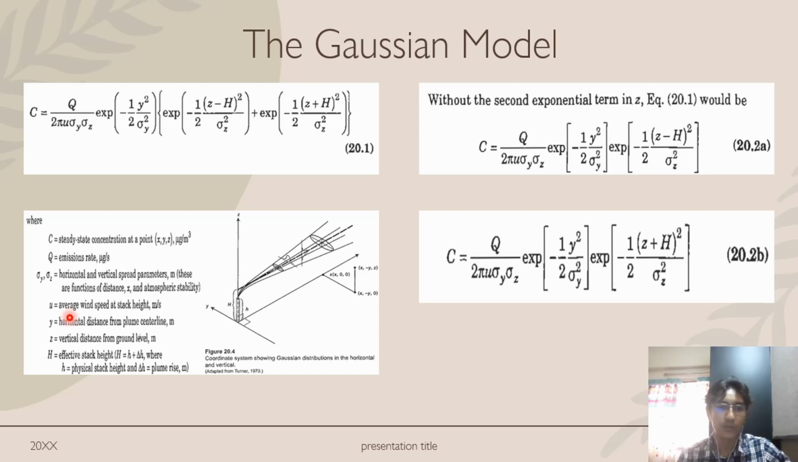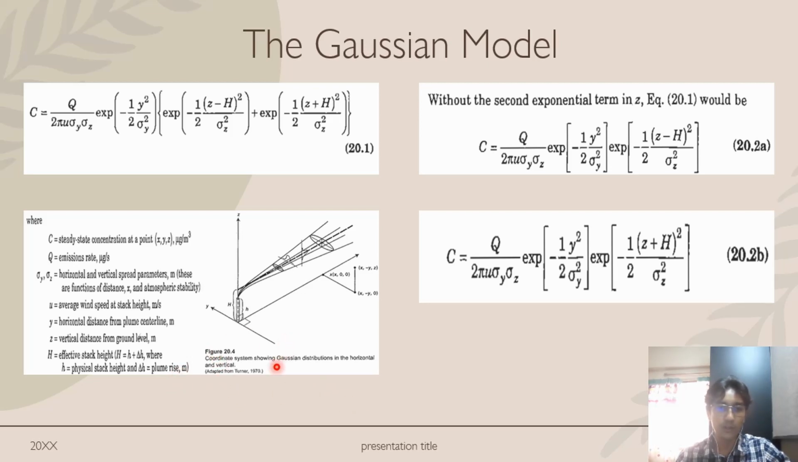And then we have u, the average wind speed at stack height, y, the horizontal distance from plume center line, z, vertical distance from ground level. And lastly, H, the effective stack height. And H is equal to h plus delta h, where h, as in small letter h, is equal to the physical stack height, and delta h is the plume rise.